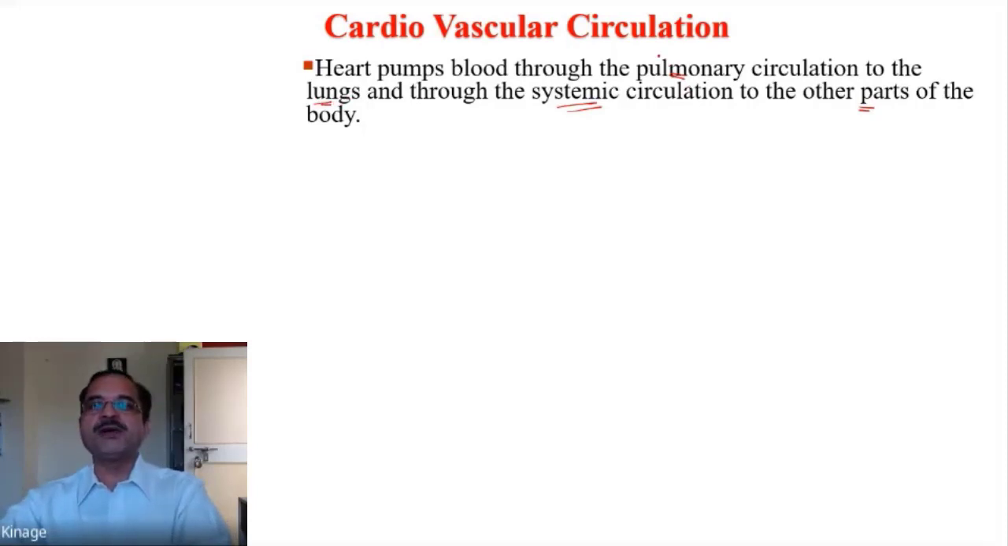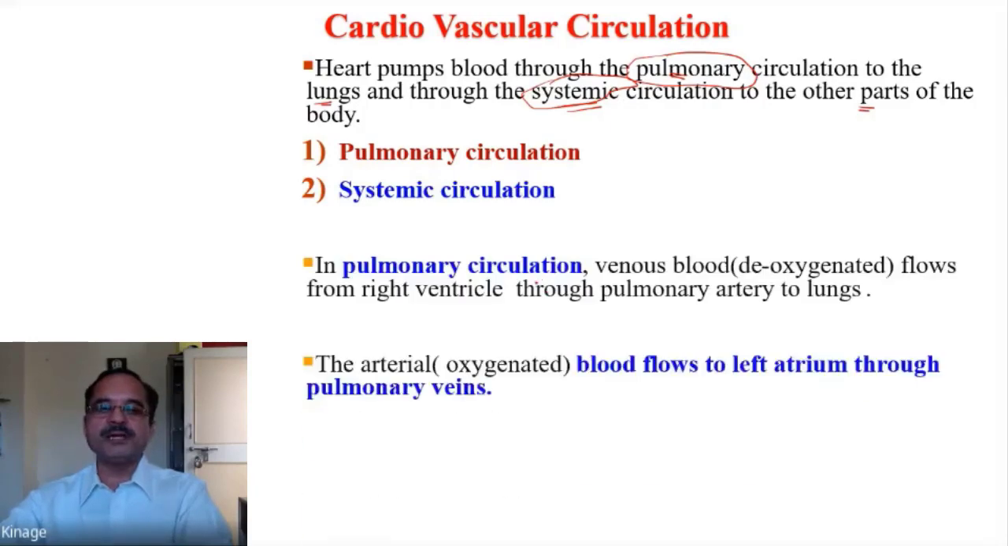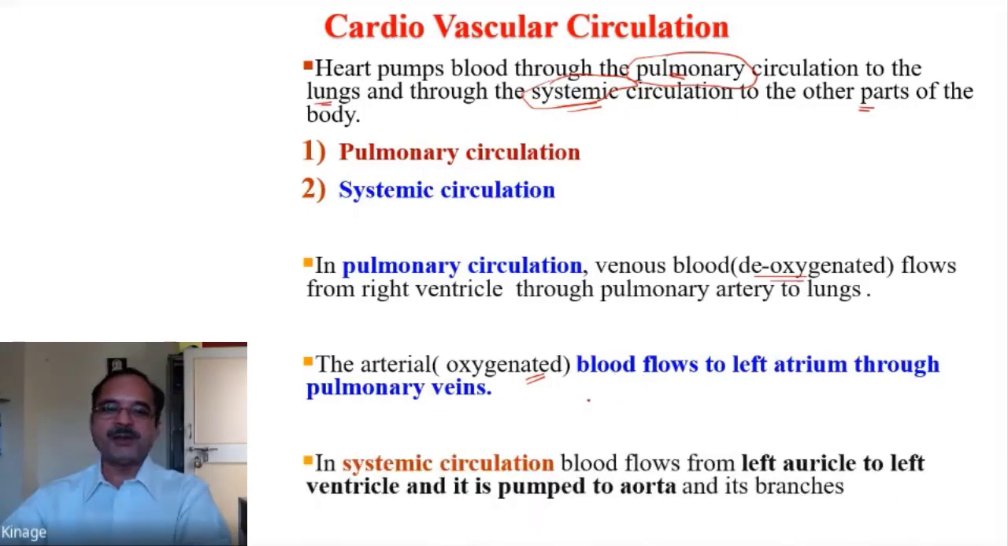As we have seen earlier, it is divided into two parts, pulmonary and systemic. In pulmonary circulation, the venous blood, that means the deoxygenated blood, flows from the right ventricle through the pulmonary artery to the lungs, and arterial blood, that means the oxygenated blood, flows to the left atrium through the pulmonary veins. I repeated many things so that it should be clear. In systemic circulation, blood flows from the left auricle to the left ventricle and is pumped to the aorta.